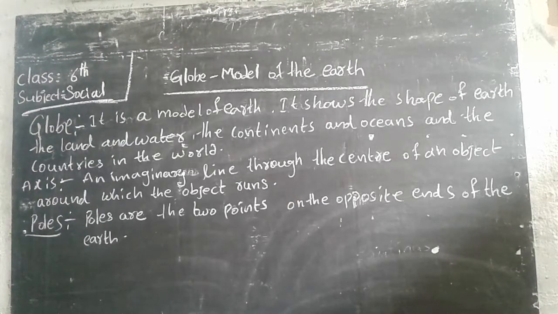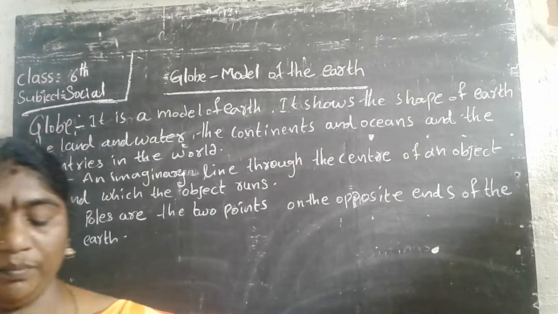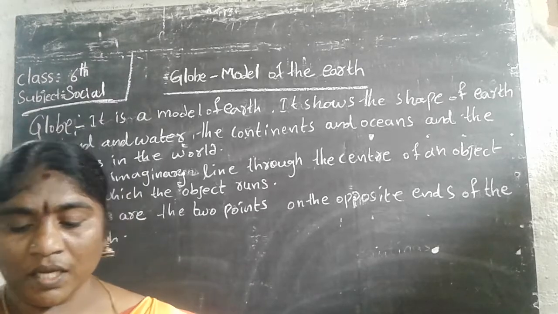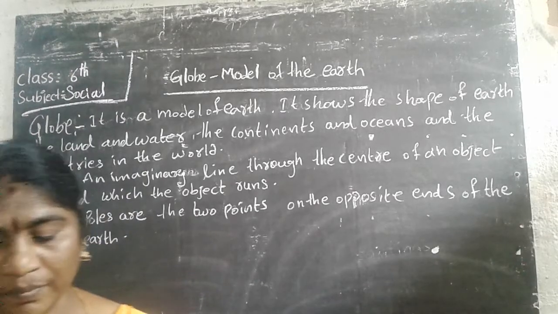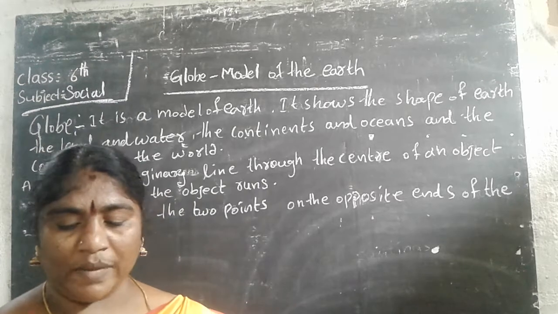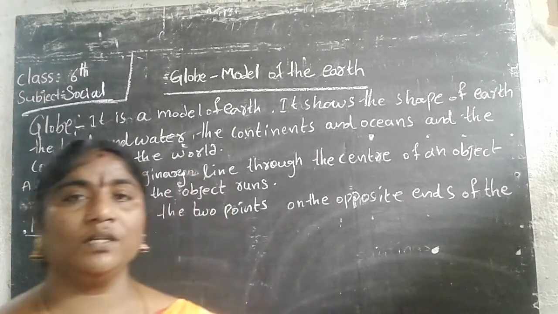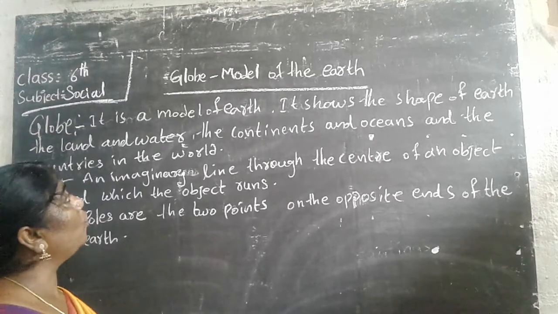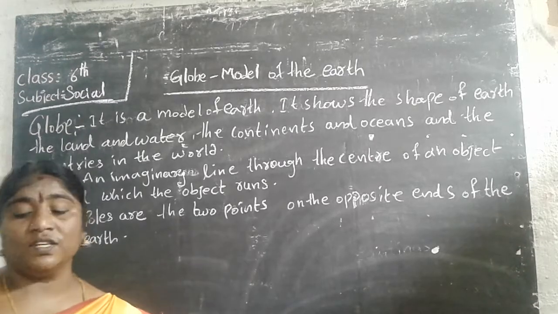To our social session. Now we have to complete our first lesson, mapping: making maps, reading maps and making maps. Then the second one is the globe. The second lesson's name is Globe, Model of Earth. Yes, what is the globe?